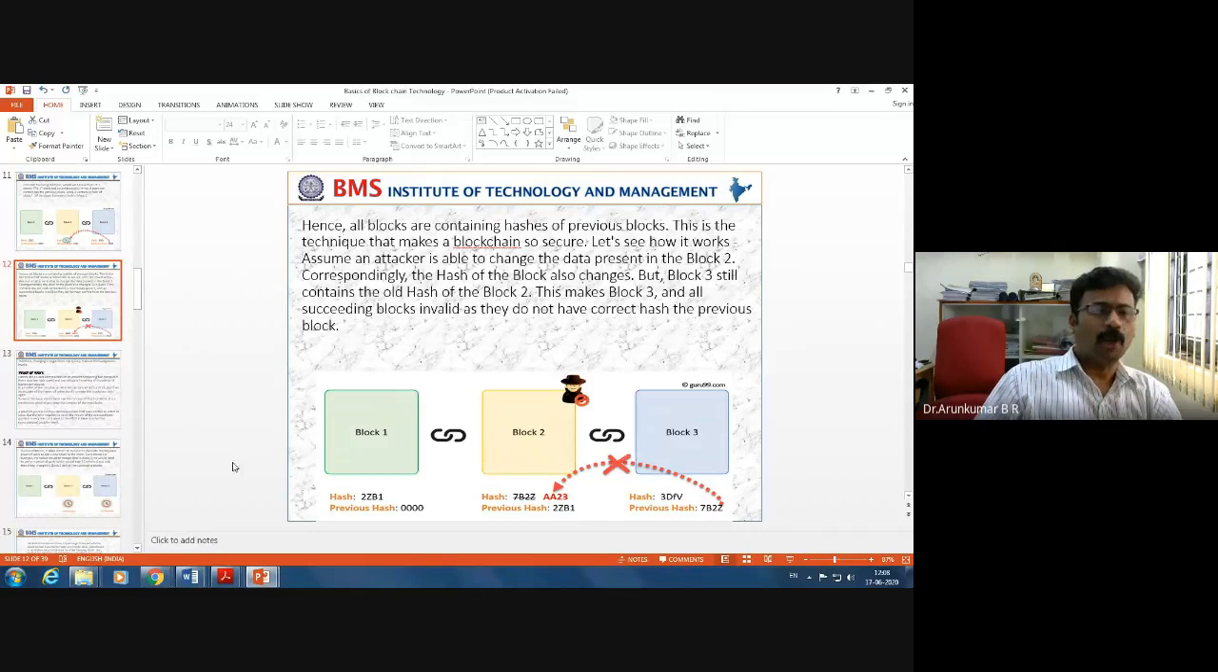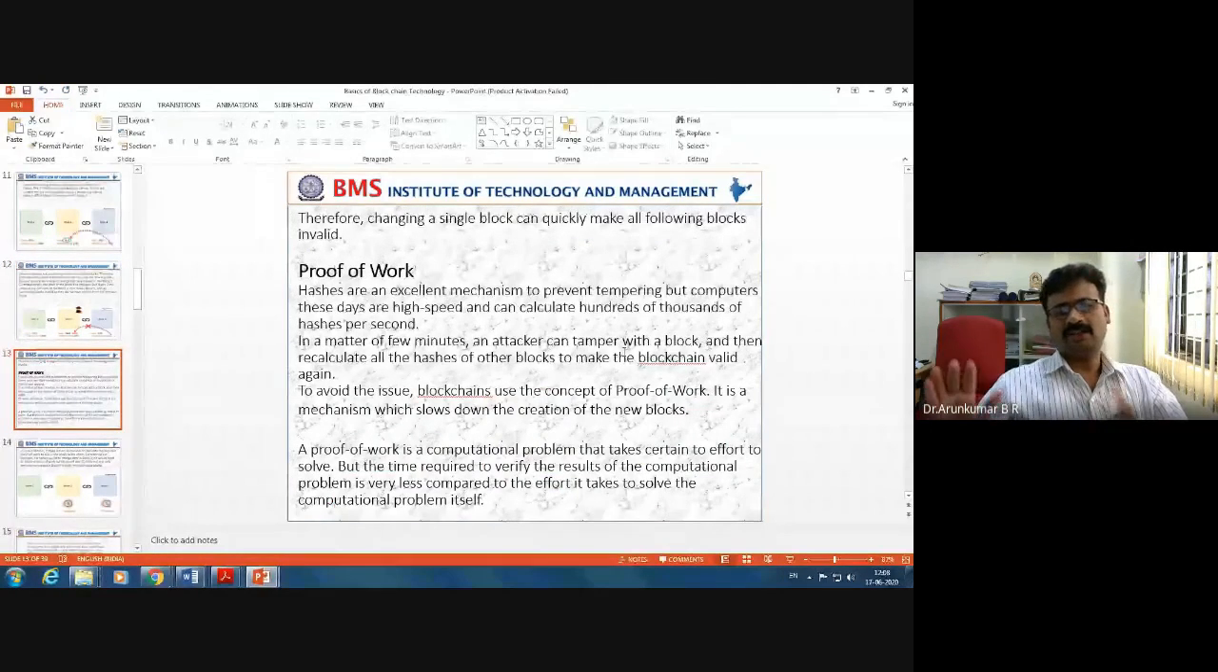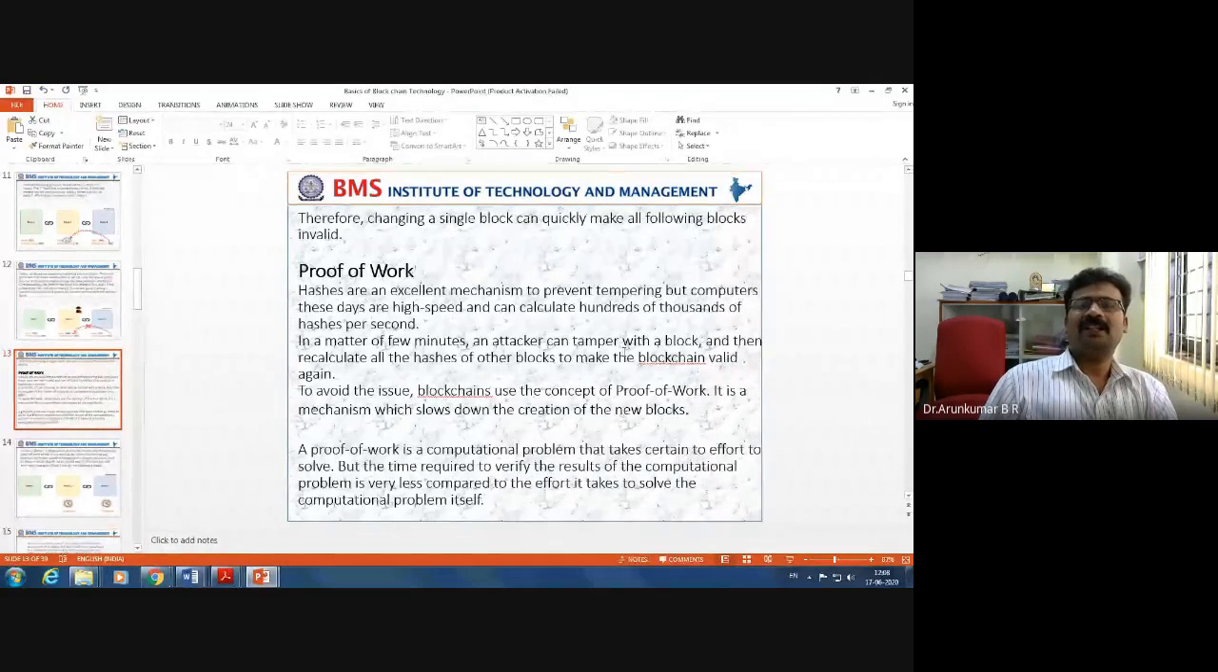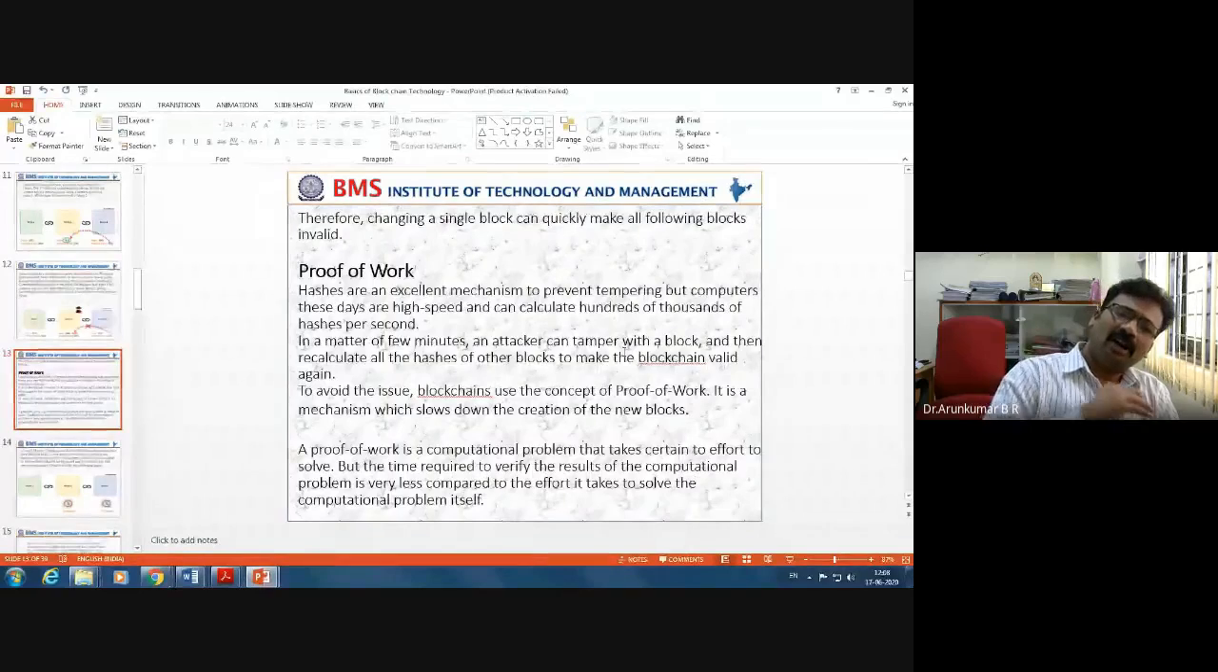Now, suppose a set of nodes involved in the blockchain are powerful computers. In a matter of a few minutes, an attacker can tamper with a block and then recalculate all hashes of the other blocks to make the blockchain valid again. This is a very dangerous situation. Therefore, blockchain technology brings the concept of proof of work. This is a mechanism which slows down the creation of a new block. Once you are allowed to create a new block, you can quickly create the hashes of the other blocks, make all blocks valid in a matter of a few minutes, and turn your work, right?